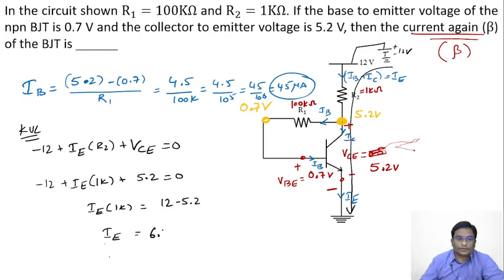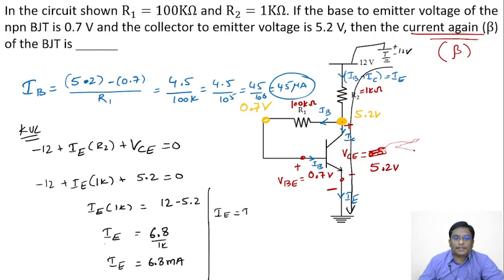6.8 volts. Then this IE divided by 1 kilo, so this IE we got as 6.8 milliamperes. But they are asking beta. Since IE is nothing but IB plus IC, this is IB plus beta times IB, or this is 1 plus beta times IB.